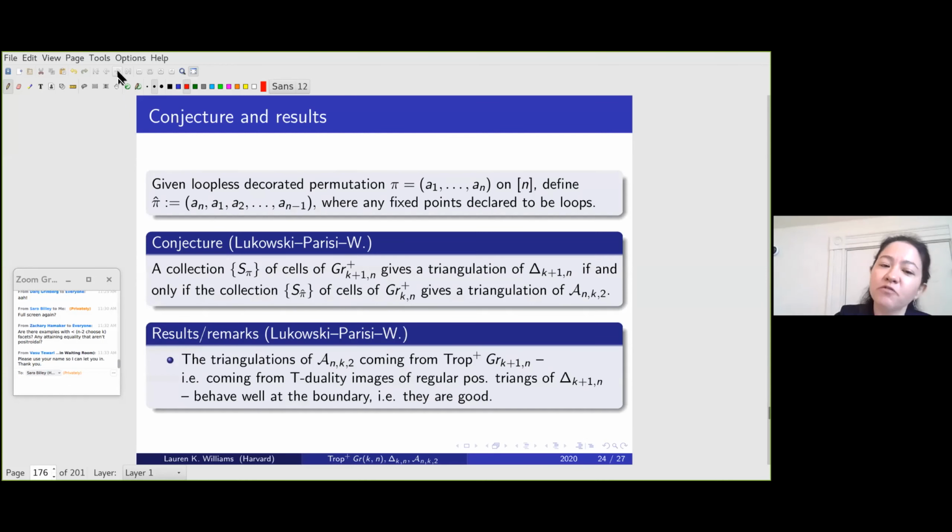First of all, triangulations of the amplituhedron which come from the positive tropical Grassmannian, in other words, the T-duality images of the regular positive triangulations of the hypersimplex, behave well at their boundaries, so they're good. So that explains this numerical coincidence we saw for small values of k and n.